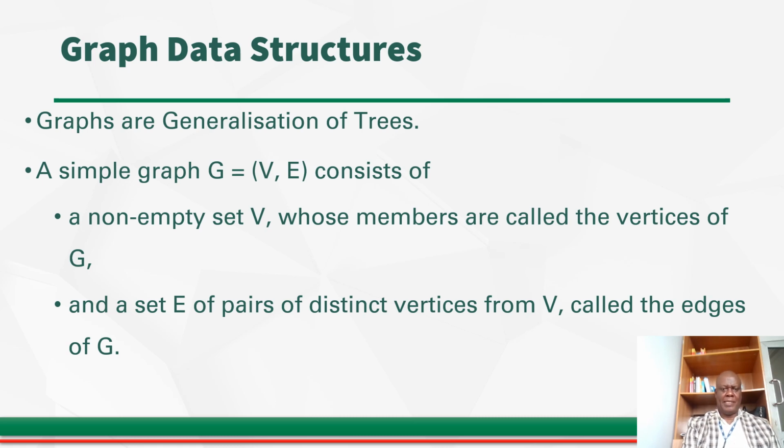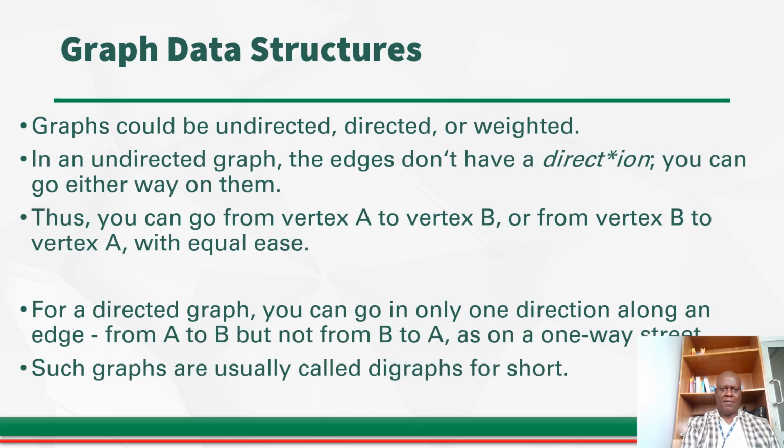Graphs are generalization of trees. A simple graph G, which denotes graph, is equal to (V, E). In bracket, V means vertices, E means edges. It consists of a non-empty set V, whose members are called the vertices of G, and a set E of pairs of distinct vertices from V called the edges of G. So the link from one vertex to the other is what you call the edge. And so we'll be looking at them from time to time.